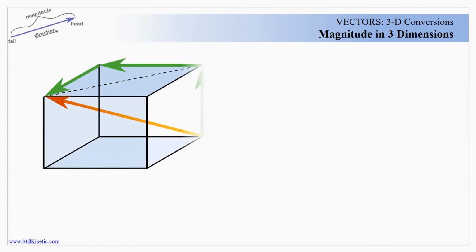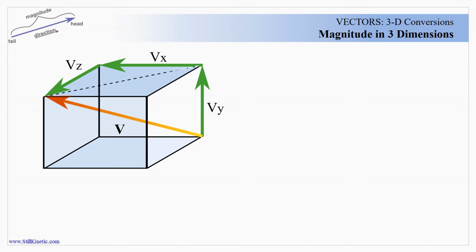So let's start by drawing out our 3-dimensional vector. It's a little difficult to do that in 2 dimensions, but here it is. We've got a 3-dimensional vector. We'll call it v. We have v in the x direction, v in the y direction, v in the z direction. So we have 3 components for a full vector of v.